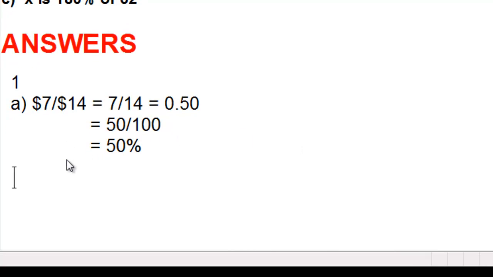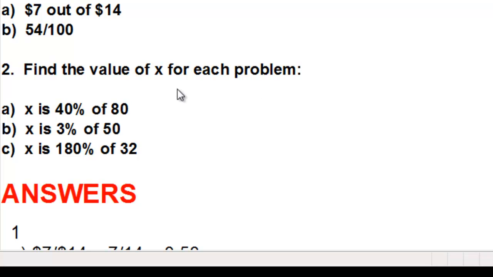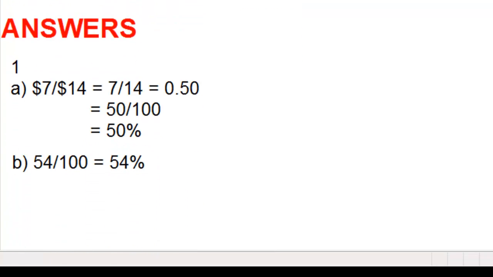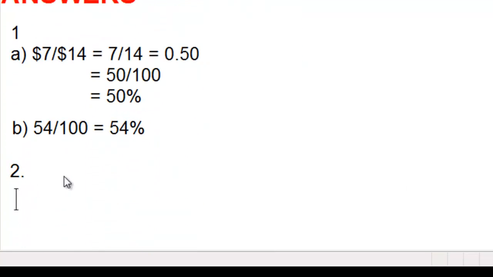Now for 1B, we have 54 out of 100. Well, it's already out of 100, so we can just go 54%. Now, in number 2, in this one, we're finding percent of numbers. So we'll back up and look at this. Find the value of x for each problem. A, x is 40% of 80, x is 3% of 50 for B, and x is 180% of 32 for C. Well, they're all basically done the same way. So let's look at that.